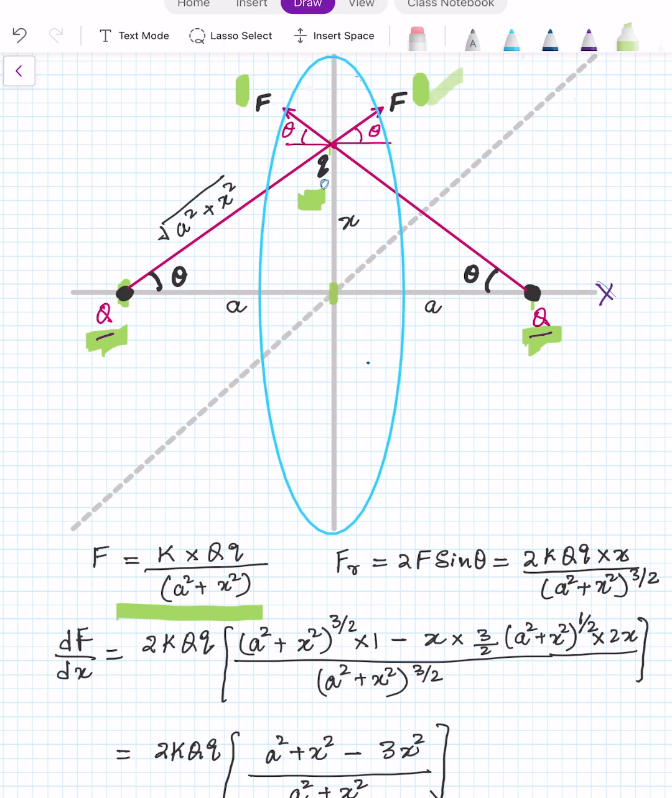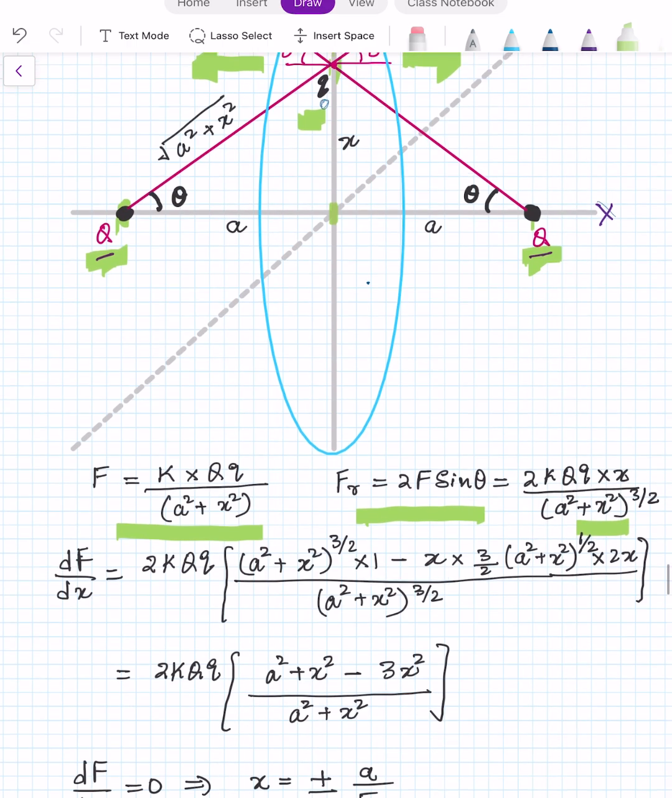Now this force can be resolved in this direction and this direction. This component will be cancelled by this component. So the net force will be only in this particular direction. And this net resultant force will be F cos theta cancel, 2F sin theta. So the net resultant force is 2F sin theta. Its sin theta value, from here, is x upon under root a square plus x square.